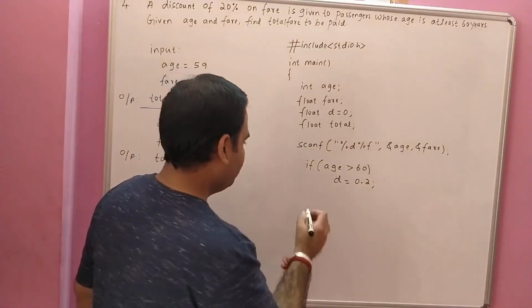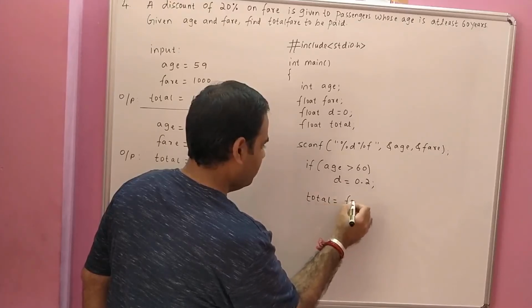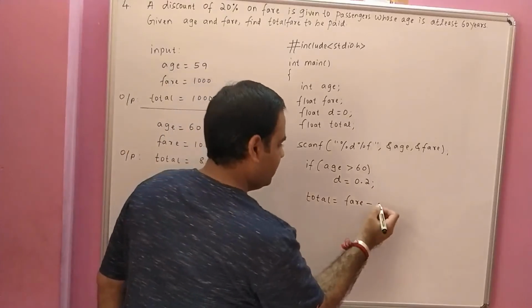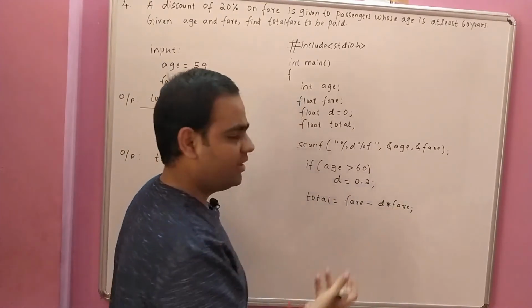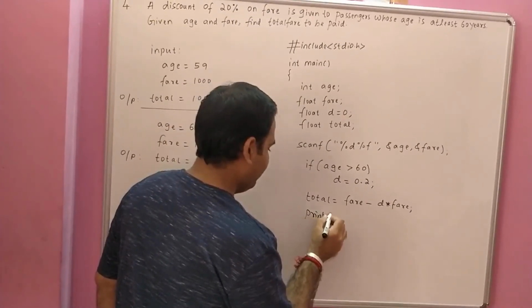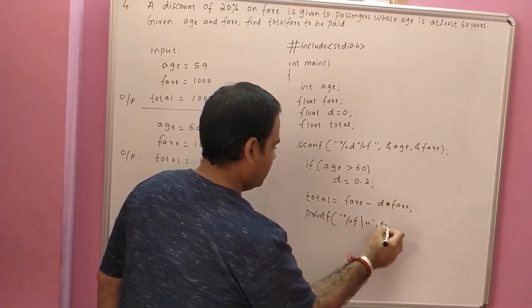And how do we calculate the total amount to be paid? Total amount is equal to fare minus discount on this fare, that is D into fare, or you may write fare into 1 minus D, and at the end we print the value of total.